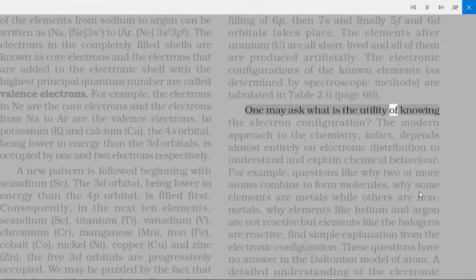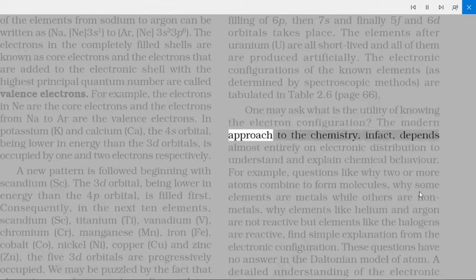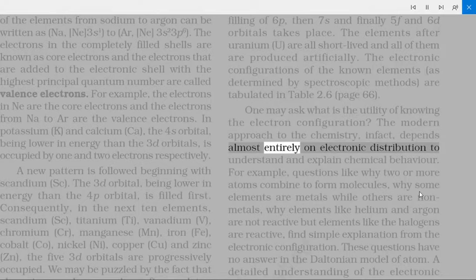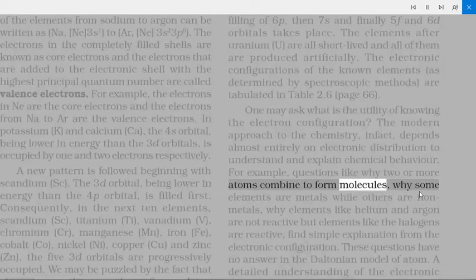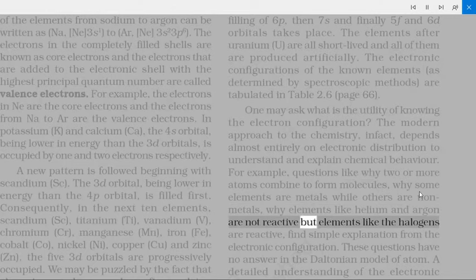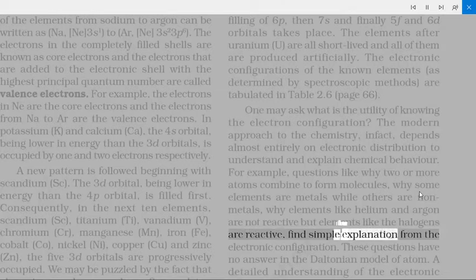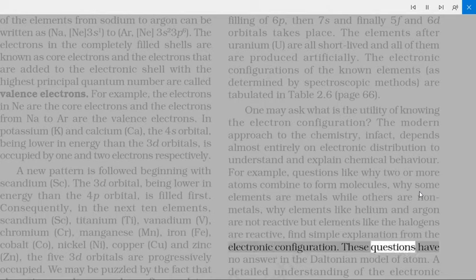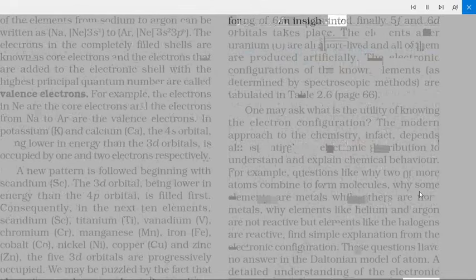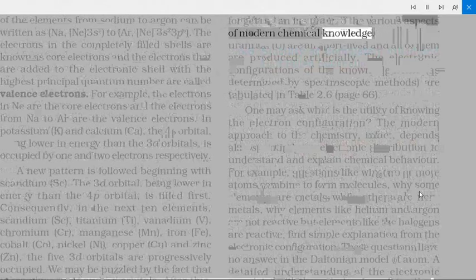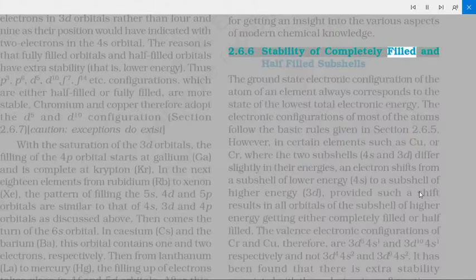One may ask, what is the utility of knowing the electron configuration? The modern approach to chemistry, in fact, depends almost entirely on electronic distribution to understand and explain chemical behavior. For example, questions like why two or more atoms form molecules, why some elements are metals while others are non-metals, and why elements like helium and argon are not reactive but elements like the halogens are reactive, find simple explanations from the electronic configuration. These questions have no answer in the Daltonian model of the atom. A detailed understanding of the electronic structure of the atom is, therefore, very essential for getting an insight into the various aspects of modern chemical knowledge. Stability of completely filled and half-filled subshells.